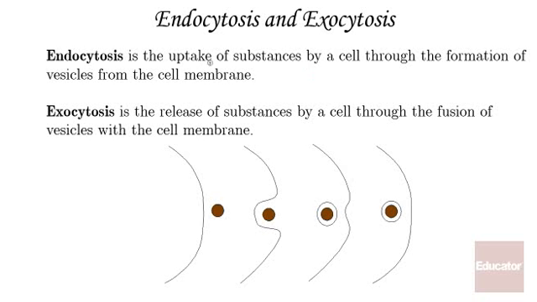Now, if a cell needs to uptake larger substances, such as proteins, or release larger substances, such as proteins, it usually uses endocytosis and exocytosis. These both require energy, usually in the form of ATP. First, looking at endocytosis, which is shown here. So here's the inside of the cell. This is the cytoplasm. Out here is the extracellular space.